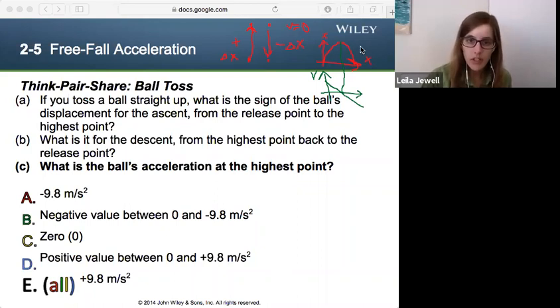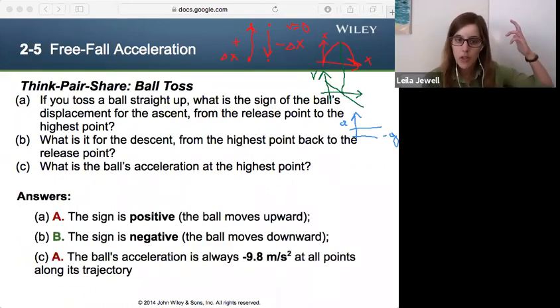Well, we know acceleration is the derivative of the velocity as a function of time. So if I want to plot the acceleration, notice when I take the derivative of this velocity versus time, it's just a constant. At all points, it has this negative slope. And that negative slope is given by exactly negative 9.8 or negative g. So if we double check the answer, we find that indeed the ball's displacement is positive on the ascent, negative displacement on the descent. The acceleration, though, is always negative 9.8. Anywhere in the trajectory, right?